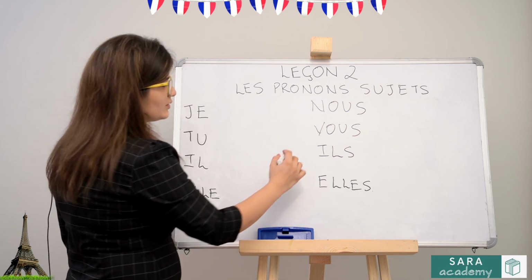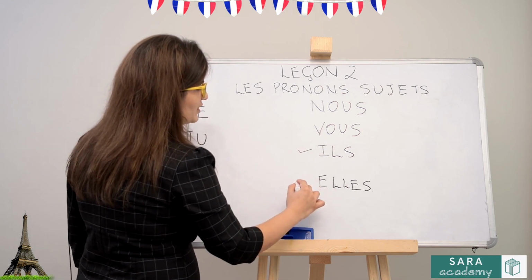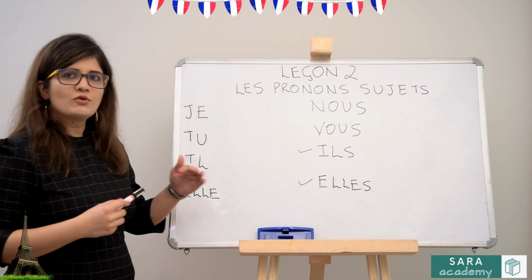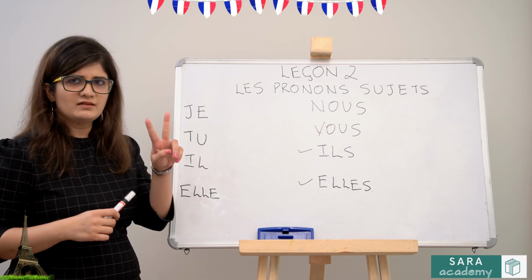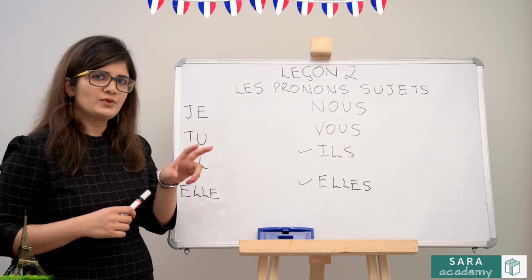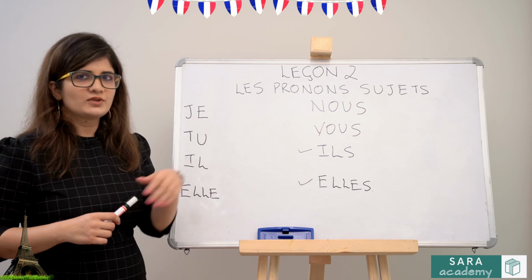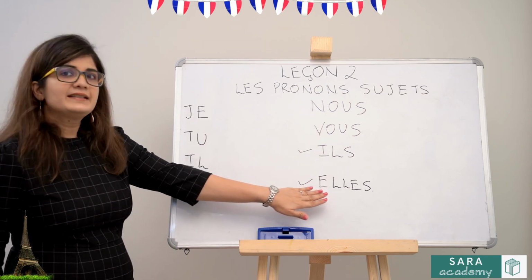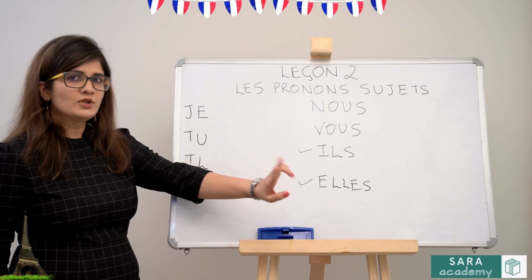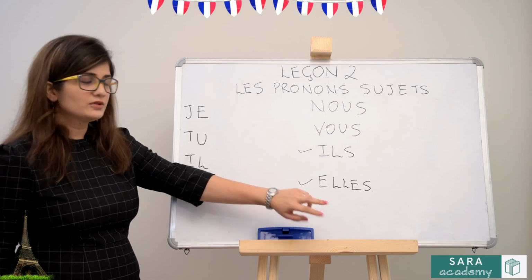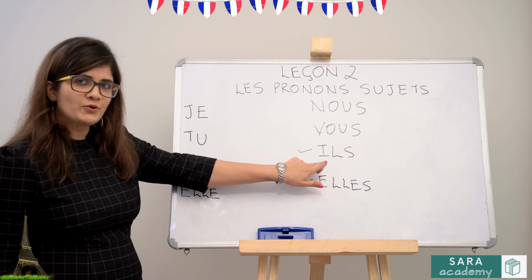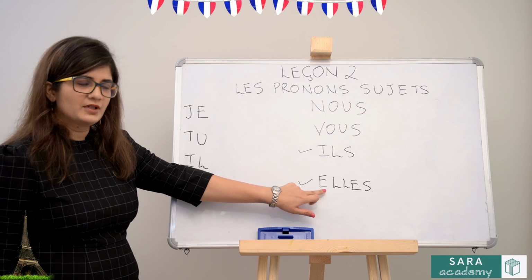Now in which instance will you use this ils and in which instance will you use elles? So let's say Amir and Sohail go to the cinema. Two boys, replace Amir and Sohail with a pronoun. You will say they go to the cinema. So you will use ILS. Let's say Sita and Geeta go to the cinema. Two girls, Sita and Geeta, they go to the cinema. You will use ELLES. So this is your masculine plural and this is your feminine plural.